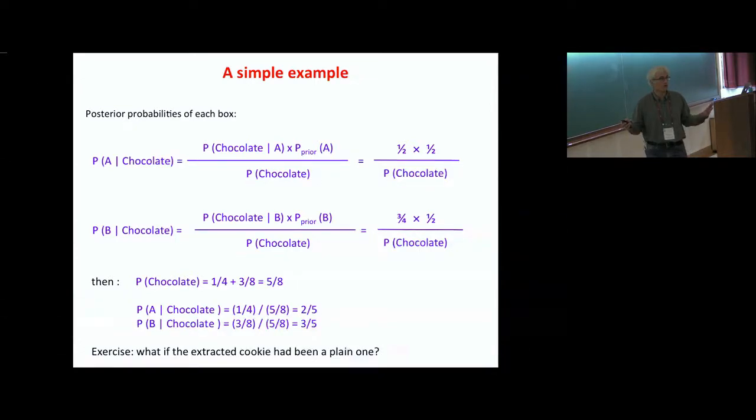Is it clear for the application? It's a very elementary one. It's a very simple problem because we have 1 bit of information and we want to infer 1 bit also. You cannot imagine something simpler than that.